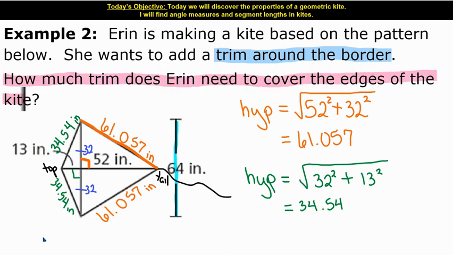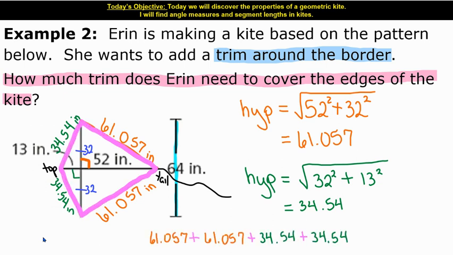My question though is, how much trim does Erin need to cover the edges of the kite? So to go all the way around, that's the perimeter of the kite. I need to add the 61.057 plus 61.057 plus 34.54 plus 34.54 to get my total trim needed of 191.194 inches.